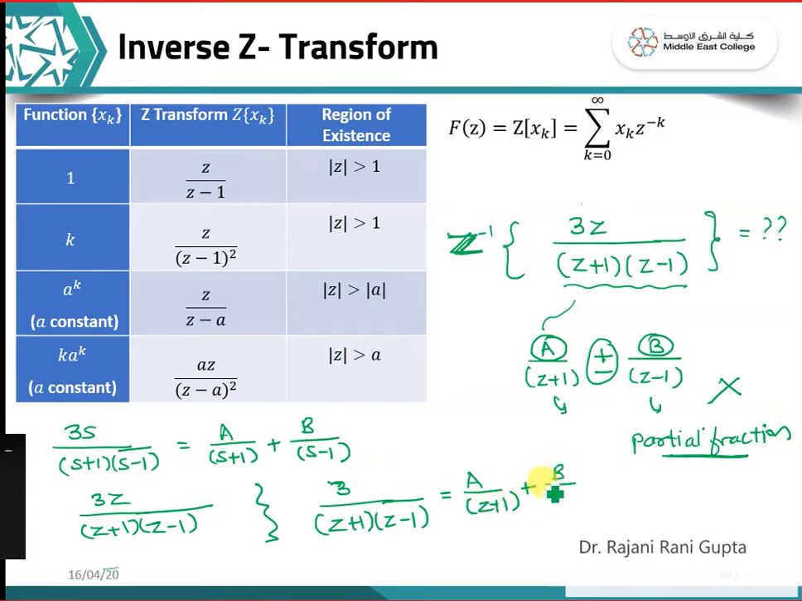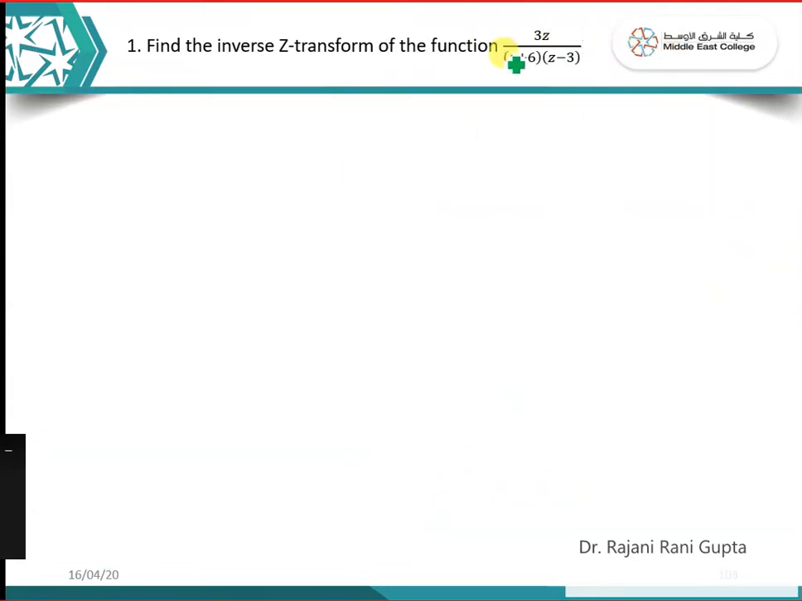Now, why so? We are dividing this numerator by z, and then we are getting this term to use it as a partial fraction. Okay. See, for example, suppose you have this question 3z over (z plus 6)(z minus 3). Now we know that we have to use the concept of partial fraction. So suppose we consider the entire term for using the partial fraction.